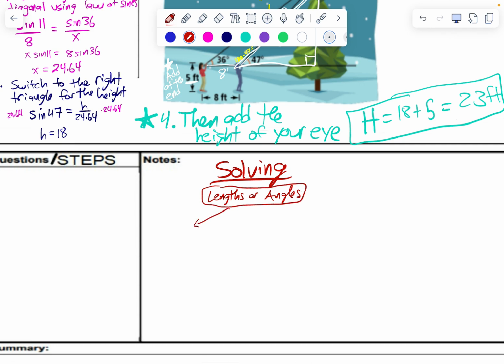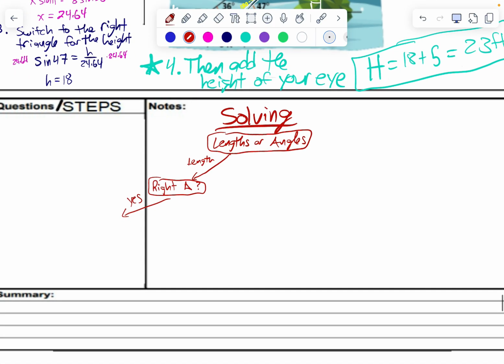Okay, if it's lengths, I'm going to set this up, like I said, like kind of an algorithm, like a flow chart. Then your next question is: is it a right triangle? If it is, what tools do you have in that case?